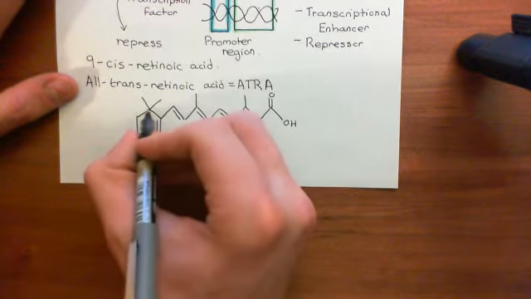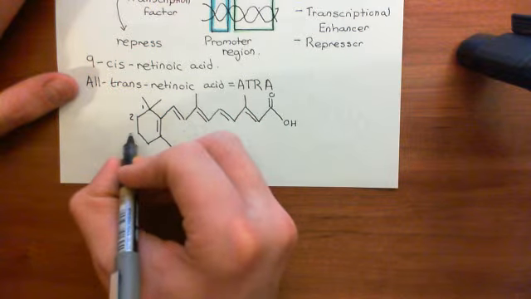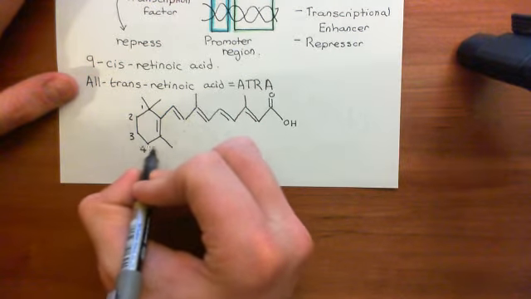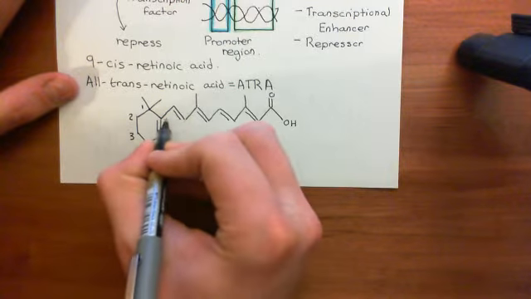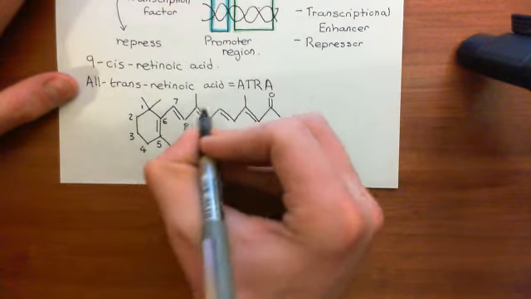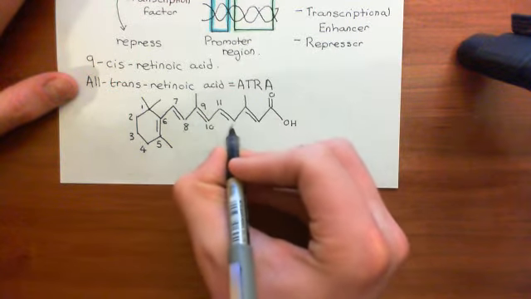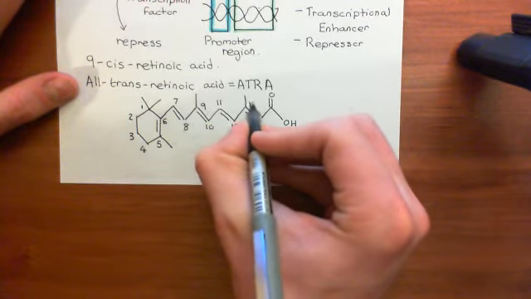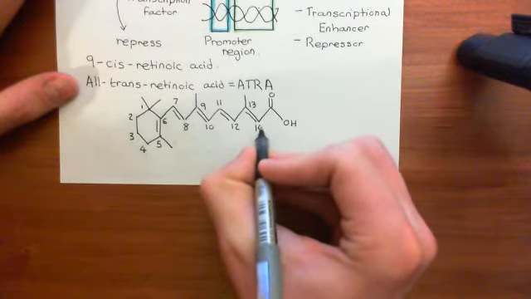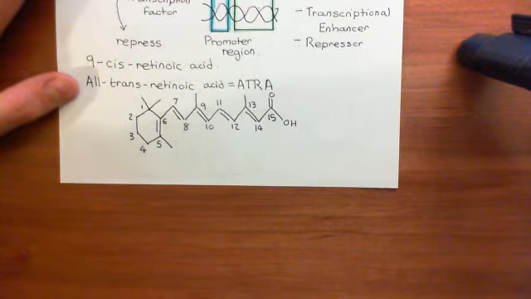So you start off with this carbon here. You call that number 1, you then go round carbon 2, carbon 3, carbon 4, carbon 5, carbon 6, you then go down the tail, carbon 7, carbon 8, carbon 9, carbon 10, carbon 11, carbon 12, carbon 13, carbon 14, carbon 15.